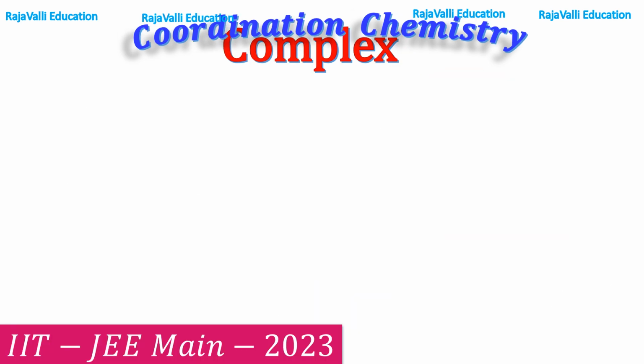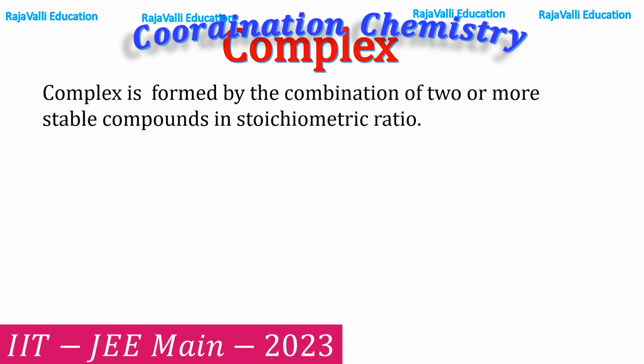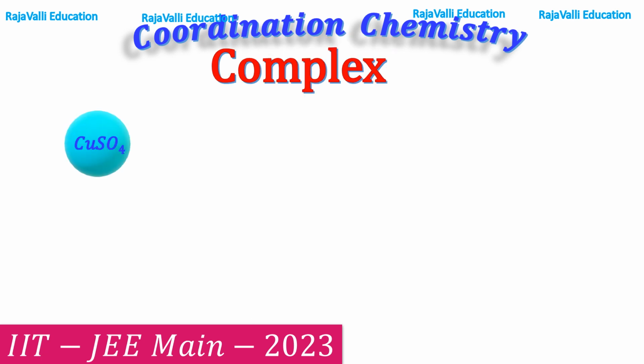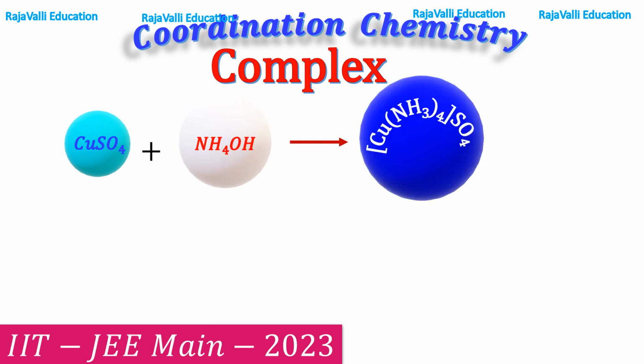Next we see what a complex compound or coordination compound is. A complex is formed by the combination of two or more stable compounds in stoichiometric ratio. They do not dissociate into simple ions completely when dissolved in water. When copper sulfate is treated with excess ammonium hydroxide, it gives this blue colored crystalline compound. This compound is dissolved in water.